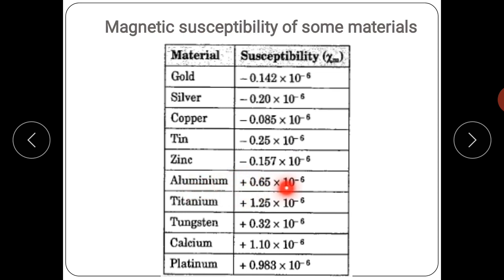Aluminium, plus 0.65 into 10 raised to minus 6. Titanium, 1.25 into 10 raised to minus 6. Tungsten, 0.32 into 10 raised to minus 6. Calcium, 1.10 into 10 raised to minus 6, and platinum, 0.98 into 10 raised to minus 6. This is the magnetic susceptibility of some materials.